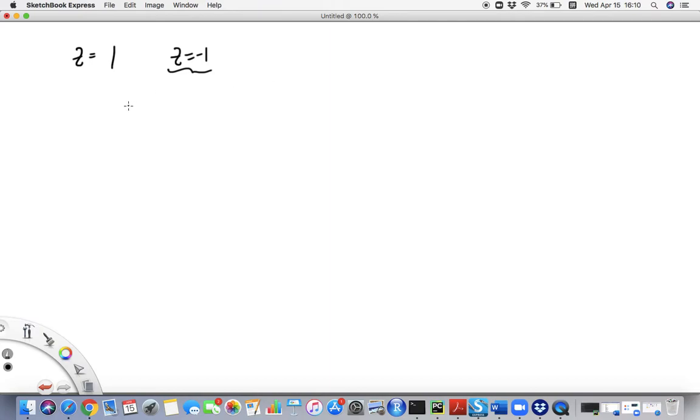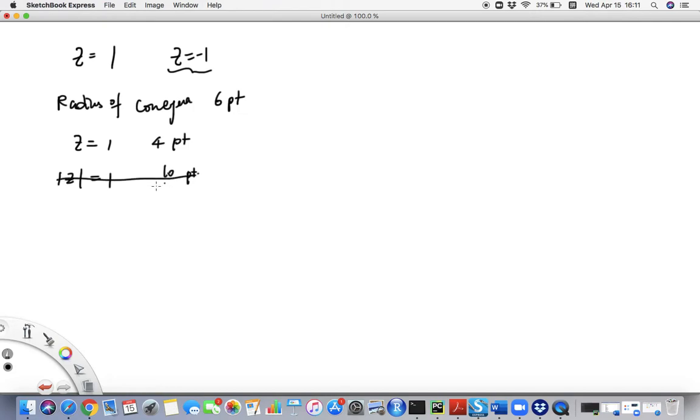So the grading scheme is the following. You have the radius of convergence, 6 points. Then you consider z equal to 1, you have another 4 points. And then you considered all the z on the boundary, you have another 10 points. Okay, that adds up to 20 points. But if you only considered z equal to minus 1, then you'll get 3 points.